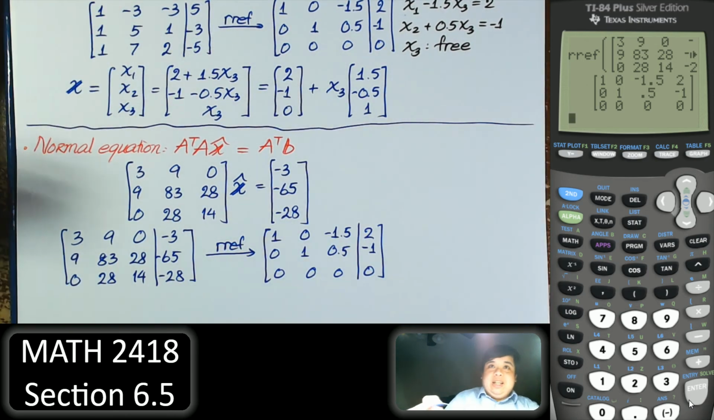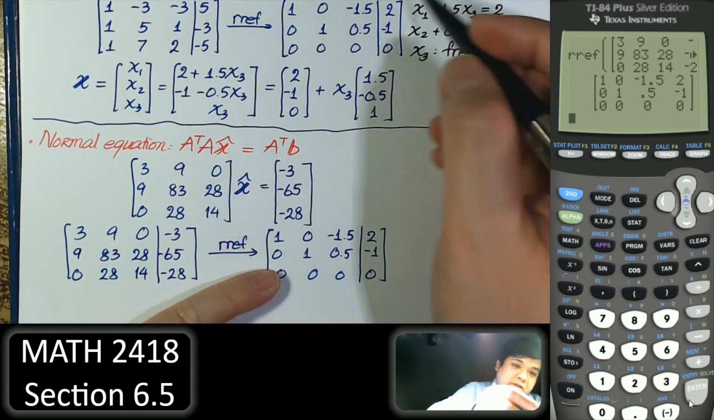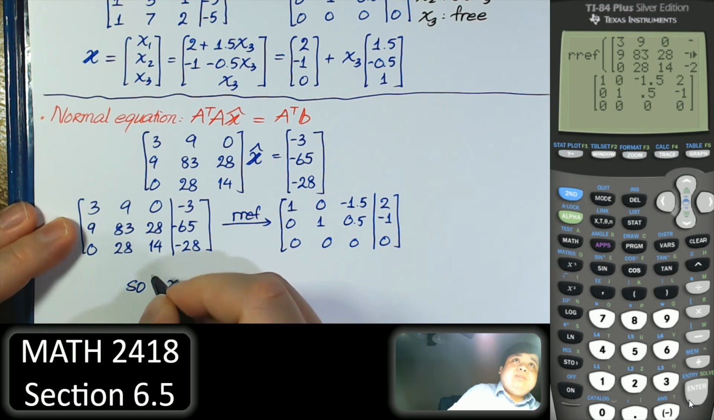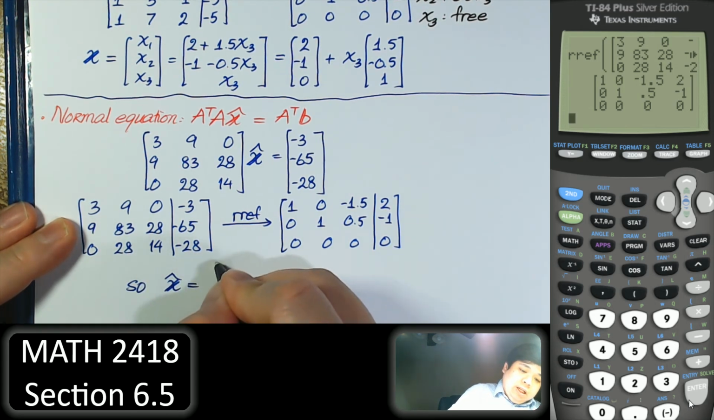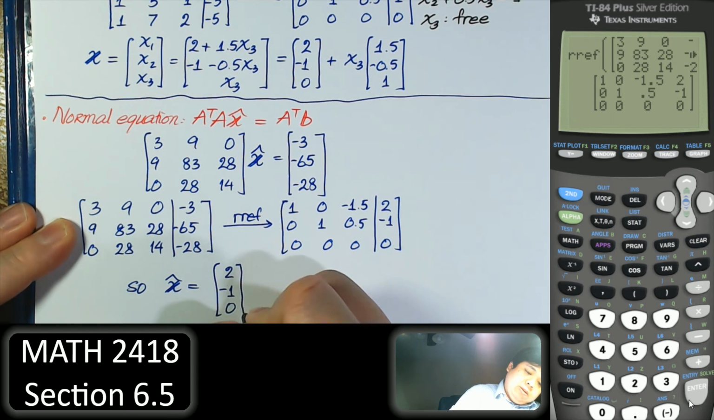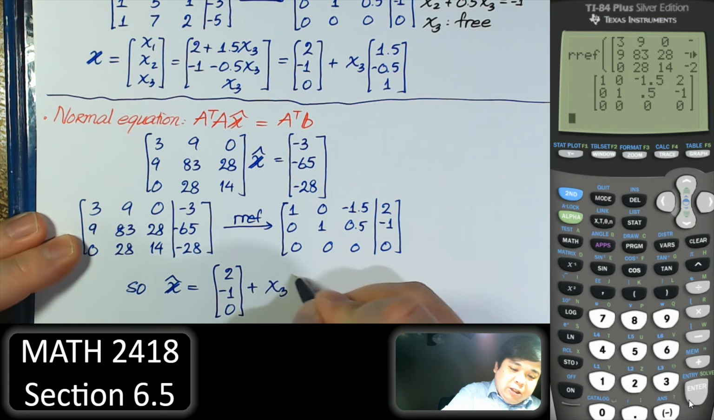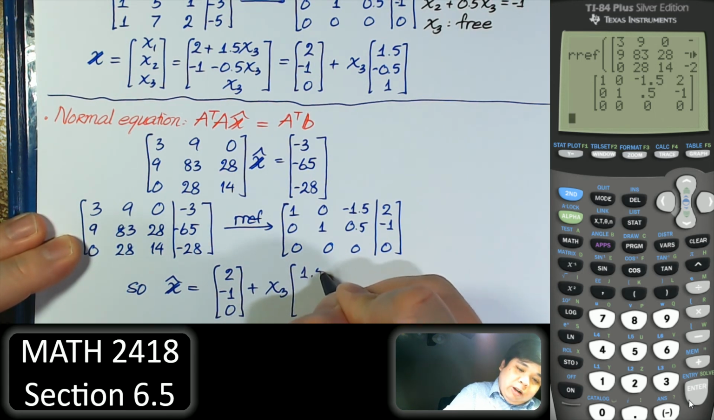Of course, in this case, similar to the previous one, we don't have to do all of that again. So we just say x hat equal to 2, negative 1, and 0, plus x3 times 1.5, negative 0.5, and 1.